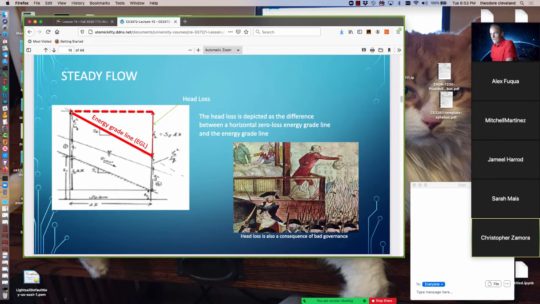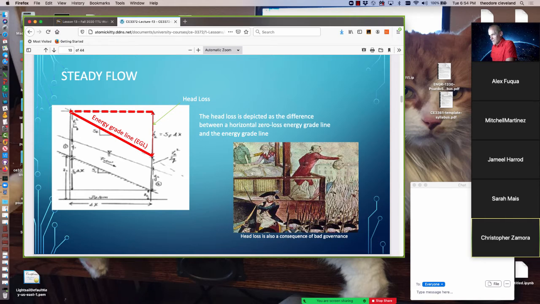And as I stated a little bit earlier, if there were no head loss in the system, the energy grade line would be this horizontal red dashed line. But because there is head loss proportional to the friction slope, it's this line here, and the amount of head loss is the distance from the horizontal line to the energy grade line.